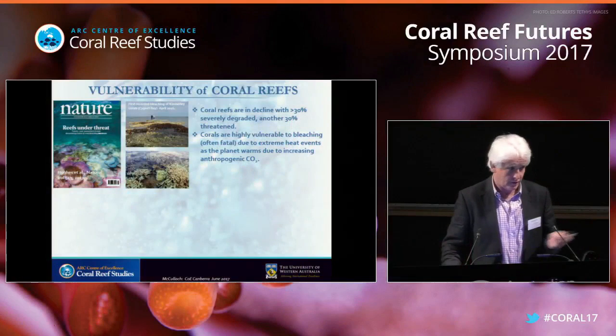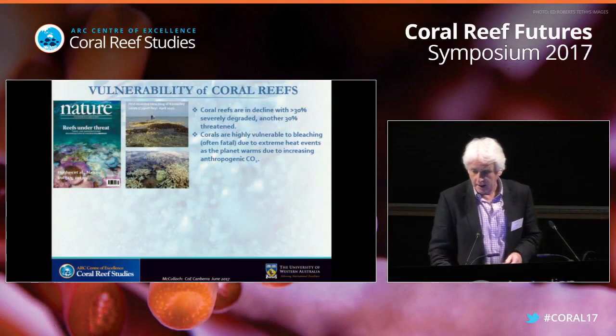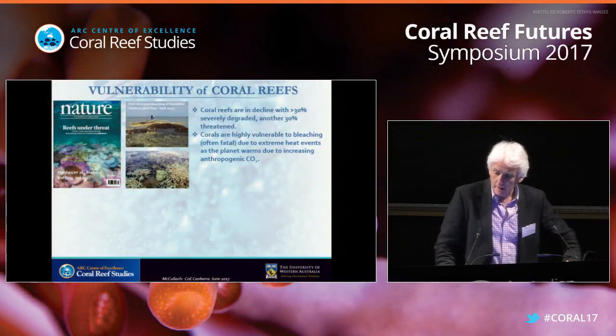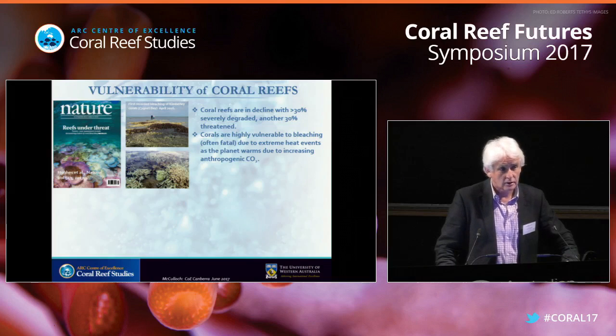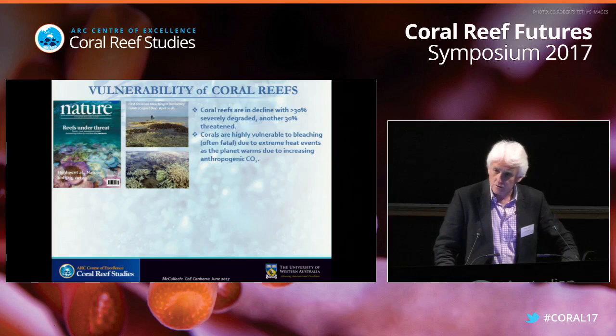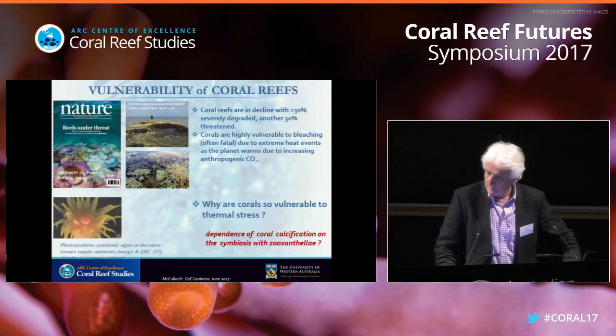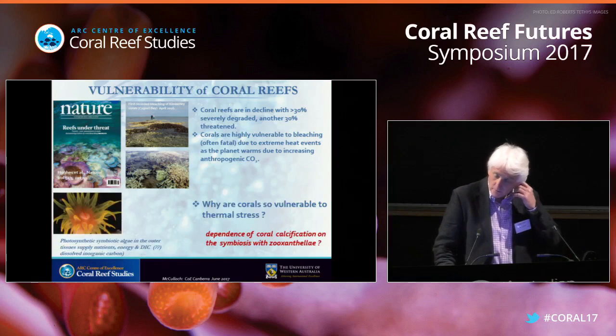So Terry's paper has pointed out the effects of bleaching, and at last night's symposium, Verena pointed out that even the most rugged corals we can find on our planet, which happen to exist in the Kimberley, can be vulnerable to thermal stress or unusually warm temperatures, although there are some that are perhaps even tougher than we initially thought. But why are corals so vulnerable to thermal stress? That's what I'll talk about.